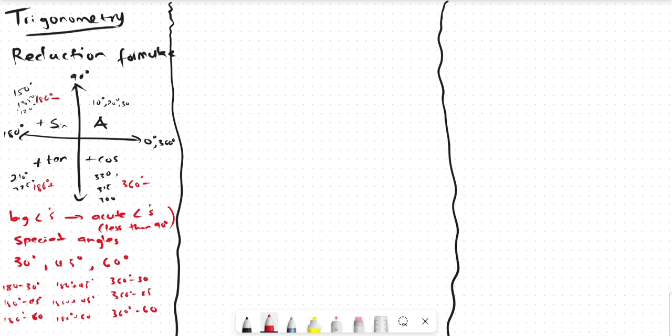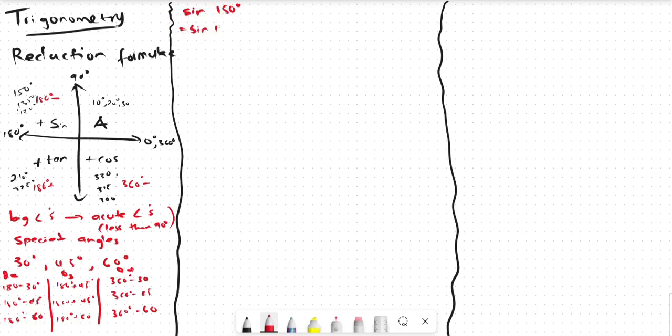I am going to give you an example. This is quadrant 2, where sine is positive. This is quadrant 3, where tan is positive. This is quadrant 4, where cos is positive and the rest are negative. Let's take an example. If I have the sine of 150 degrees and we are supposed to reduce it, how do we do it? Where is sine 150? In quadrant 2.